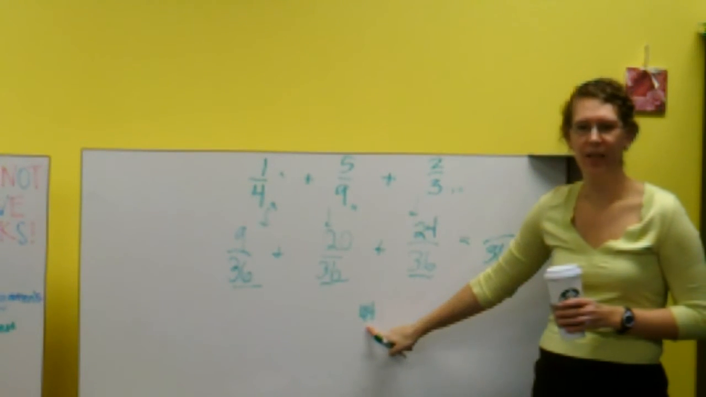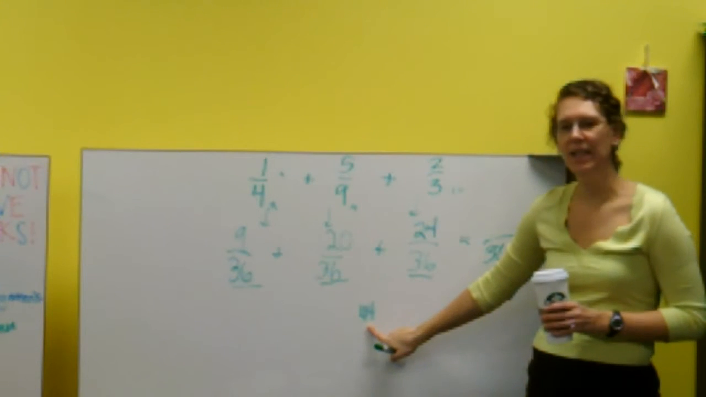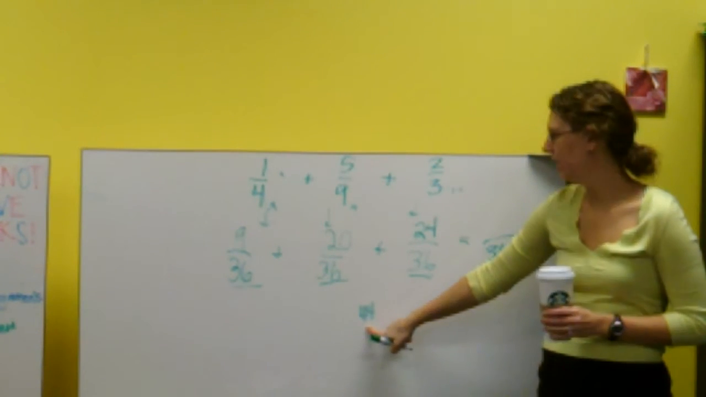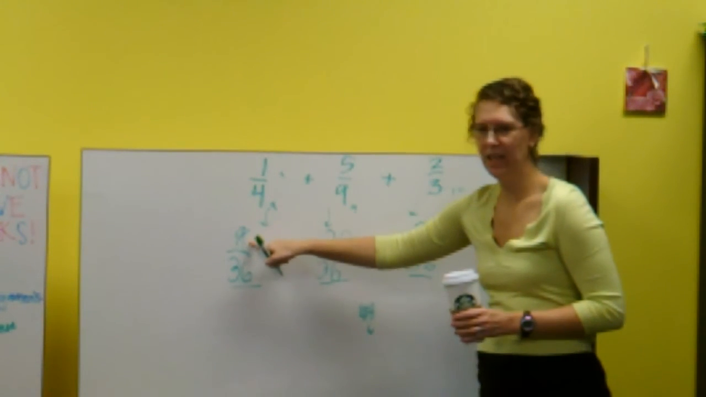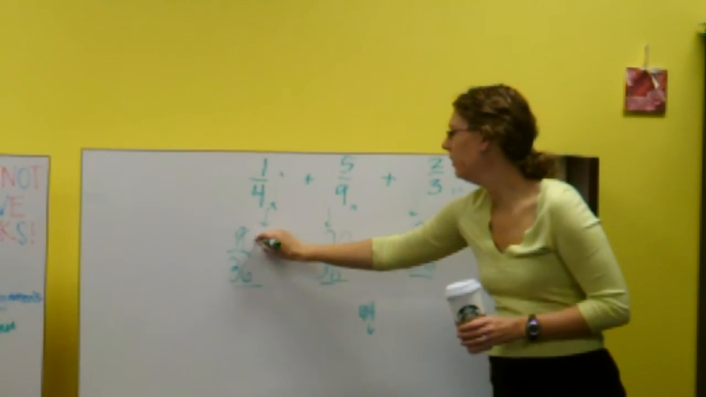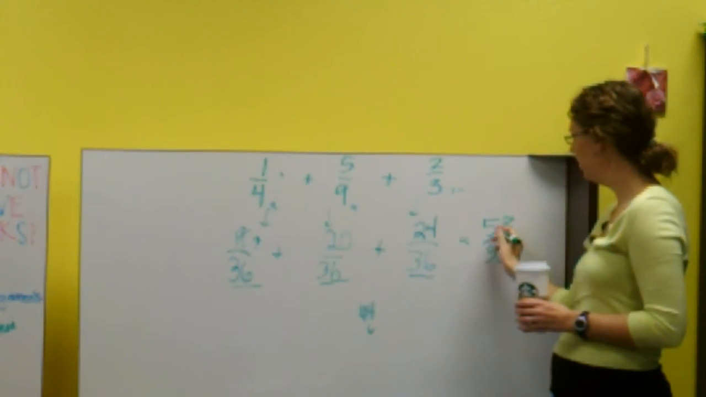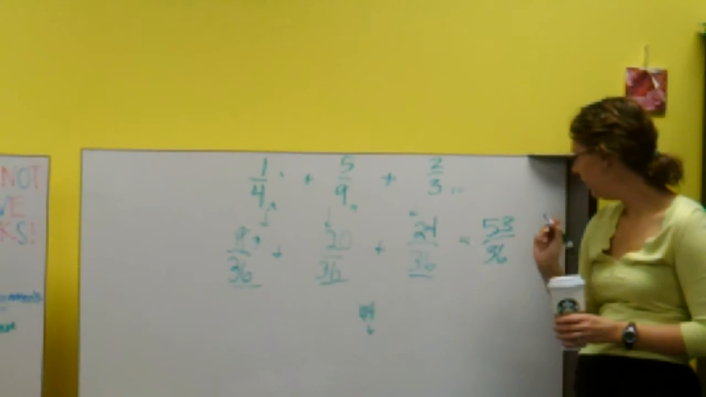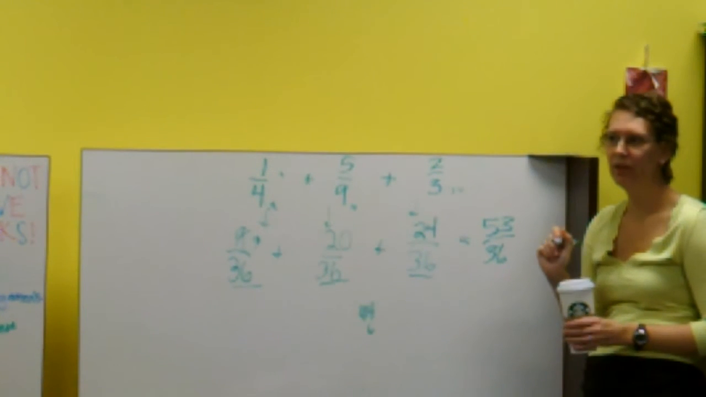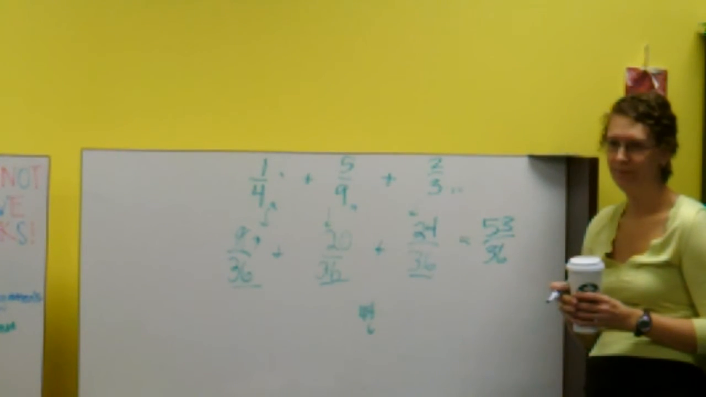How many does it need to get to 50? Six. So if it needs six, how many is left if I take six away from the nine? Three. So 53. Okay? Questions on that? So 53 over 36. Now I have to ask ourselves, can we reduce?